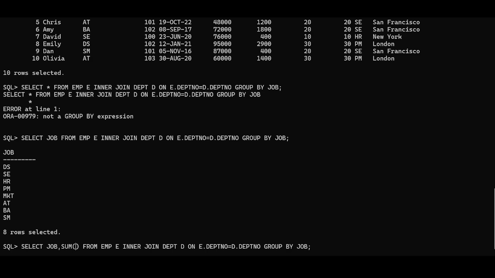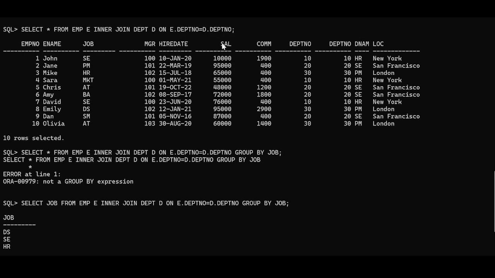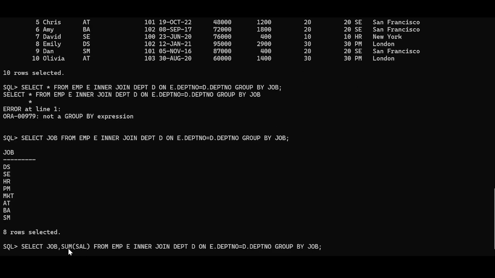Okay, what do you want to sum? You want to find the sum for what? Sum of salaries. Sum of the salary column. Okay. Now, will this give the actual answer? Let's see.